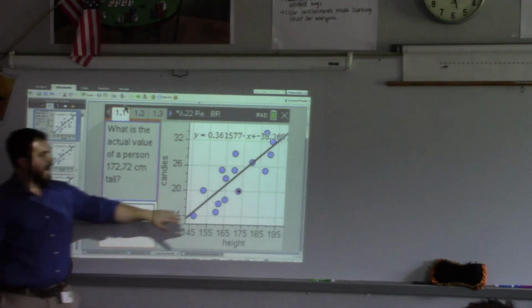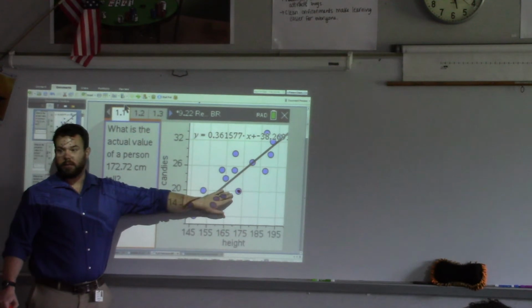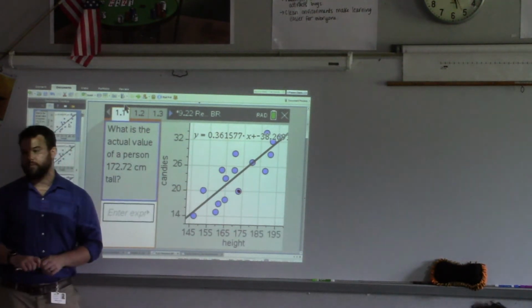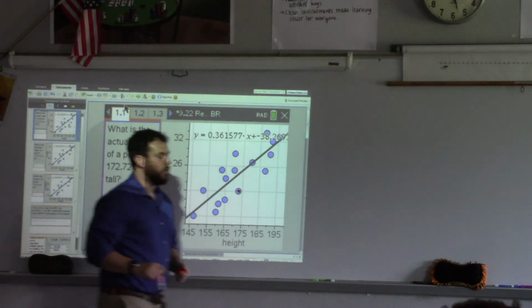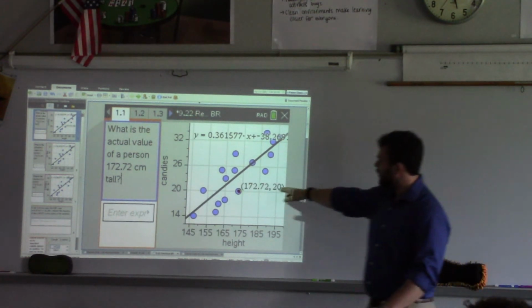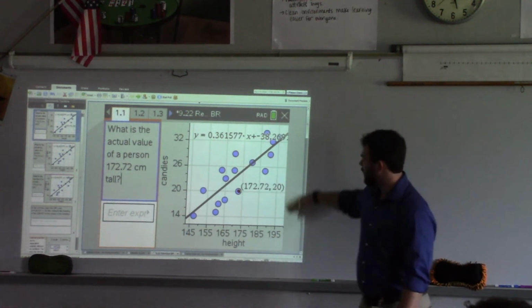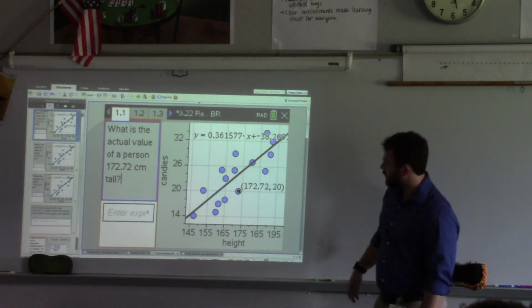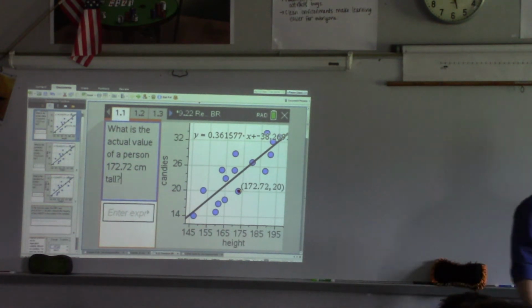I asked what is the actual data point, or what is the actual value? The actual value is that data point right there. And you can hover over that data point to figure it out until you find it. 172.72 centimeters is my height, the x value. The y value is 20. Does that make sense? Any questions about that?